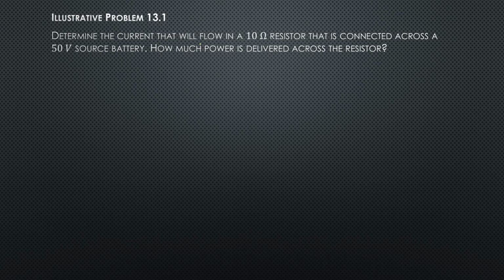Now let's say illustration problem 13.1. Determine the current that will flow in a 10 ohm resistor that is connected across a 50-volt source battery. How much power is delivered across the resistor? So the given are a 10 ohm resistor and a 50-volt source battery. So the resistance is equivalent to 10 ohms and voltage is equivalent to 50 volts. The required are the current that will flow in the 10 ohm resistor, which is I, and the power delivered across the resistor. So I is unknown and power is unknown.